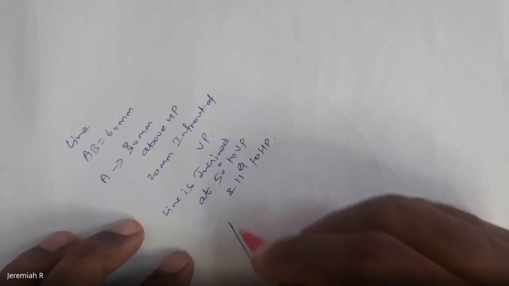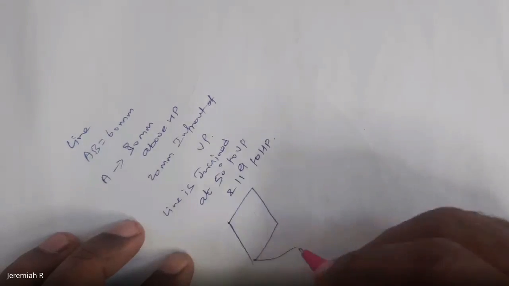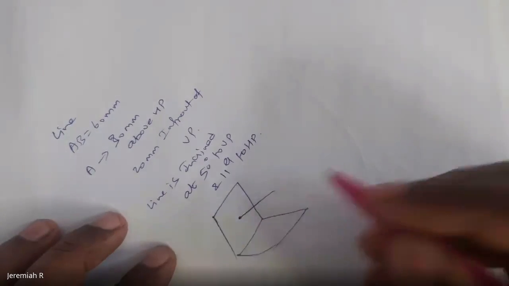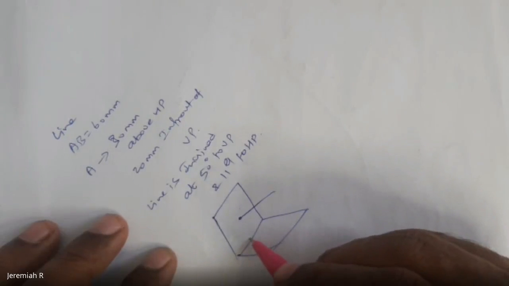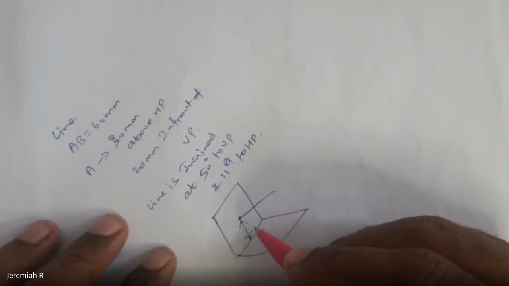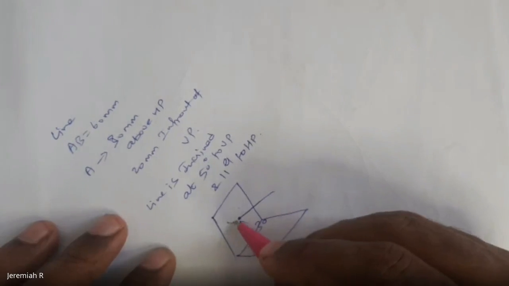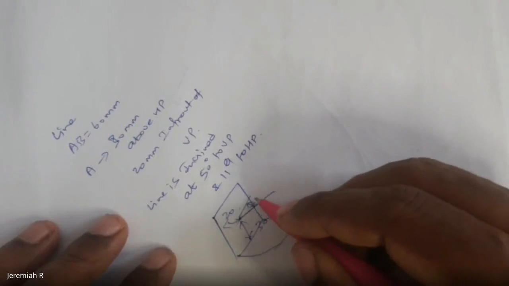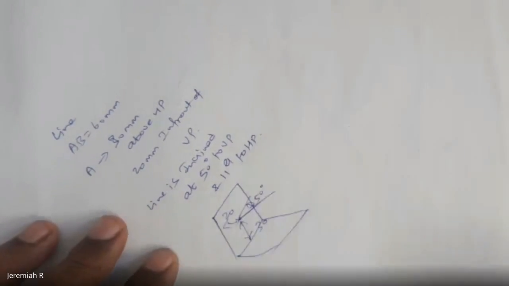So what does draw its projection mean? You have to draw front view and top view. So first try to visualize the problem like this. The line is kept like this. From here, the distance above HP is 30 mm. In front of VP the distance is 20 mm. The angle is 50 degree, inclined to VP but parallel to HP.